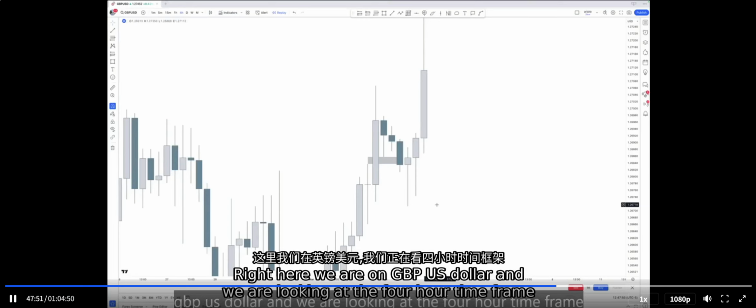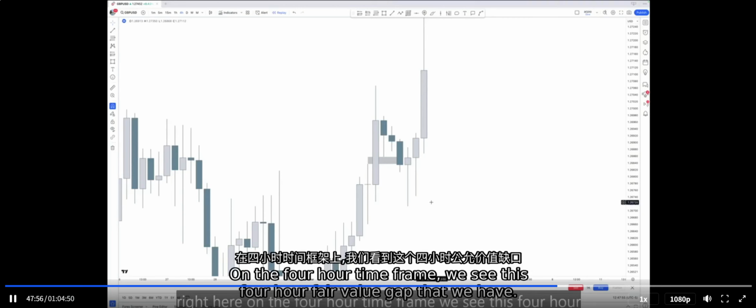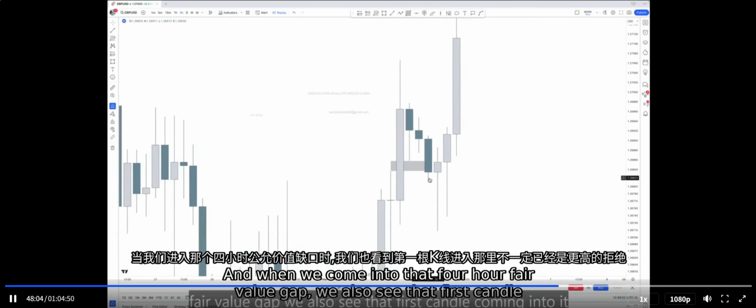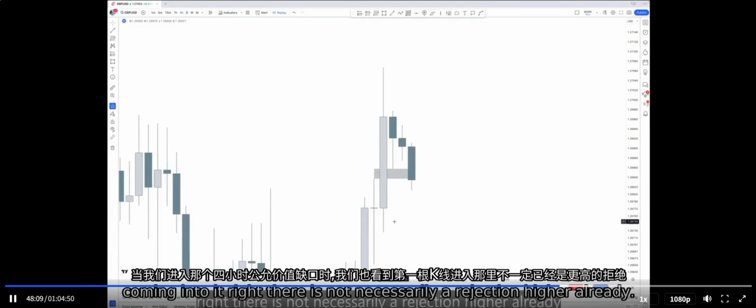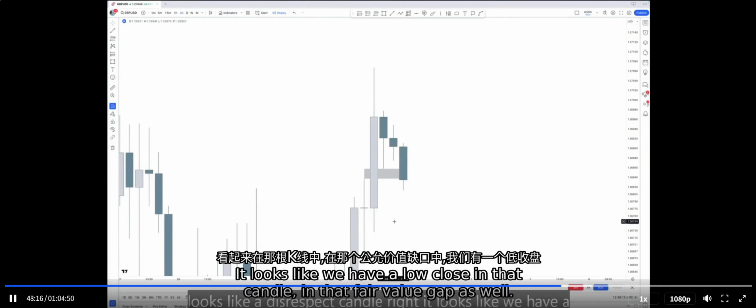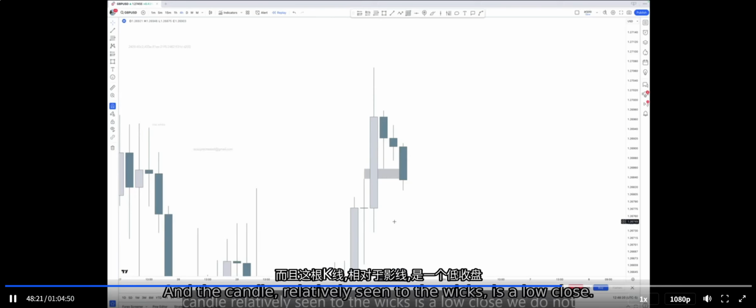Right here, we are on GBP US dollar and we are looking at the 4-hour time frame. On the 4-hour time frame, we see this 4-hour fair value gap that we have. And when we come into that 4-hour fair value gap, we also see that first candle coming into it right there is not necessarily a rejection higher already. Why is that not necessarily a rejection higher? Because it looks like a disrespect candle, right? It looks like we have a low close in that candle, in that fair value gap as well. And the candle, relatively seen to the wicks, is a low close. We do not have a long wick at the bottom overall.